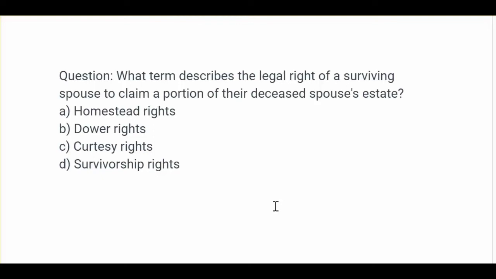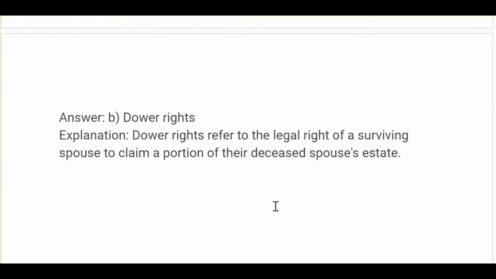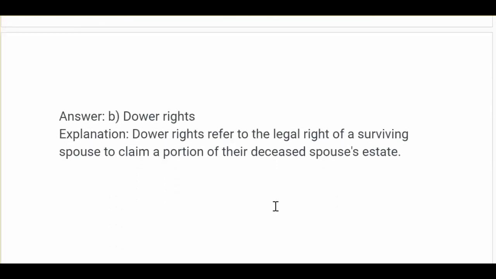What term describes the legal right of a surviving spouse to claim a portion of their deceased spouse's estate? A, homestead rights, B, dower rights, C, courtesy rights, D, survivorship rights. Dower rights. Dower rights refer to the legal right of a surviving spouse to claim a portion of their deceased spouse's estate.